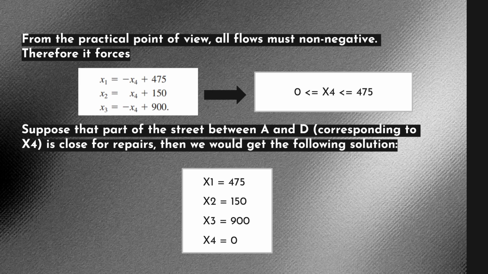All traffic flows must be non-negative, as a negative flow would be interpreted as traffic moving in the wrong direction on a one-way street. Thus, any road work on Monroe Street should be allowed for traffic volume of x4 to be greater than or equal to 0, and x4 must be smaller than or equal to 475. Last but not least, suppose the part of street A and D corresponding to x4 is closed for repairs, then we would have the following solution.